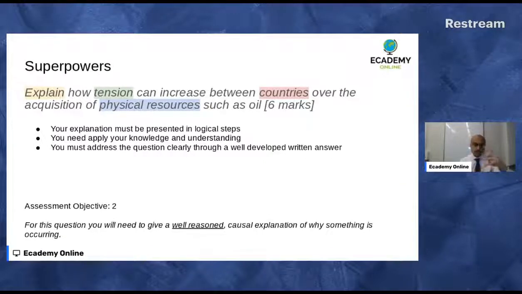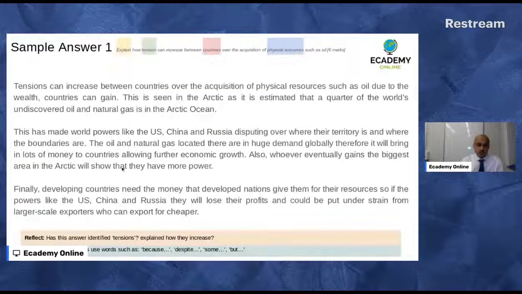You might have 2 main paragraphs for a 6-mark question. The first one, you talk about a specific conflict over a specific resource, and then follow that up by a different example in the second paragraph. That's one way that you could logically demonstrate your knowledge. So let's have a look at this answer here.